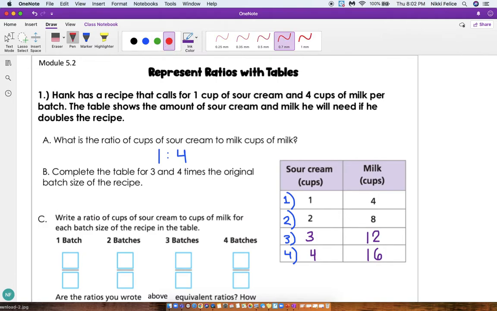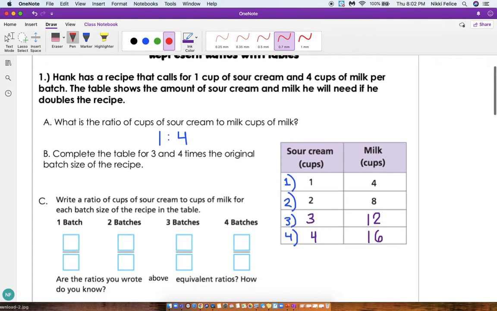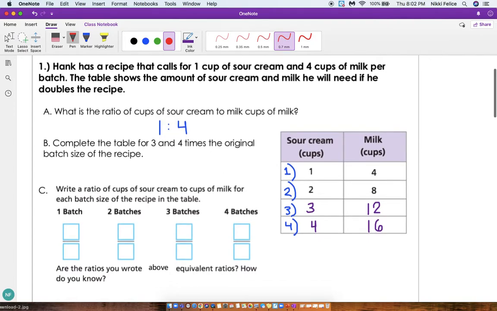For part C, we want to write a ratio of cups of sour cream to cups of milk for each batch size of the recipe in the table. So for one batch, my ratio is 1 to 4. Now don't forget, we can write our ratios like fractions. So 1 to 4, 1/4.